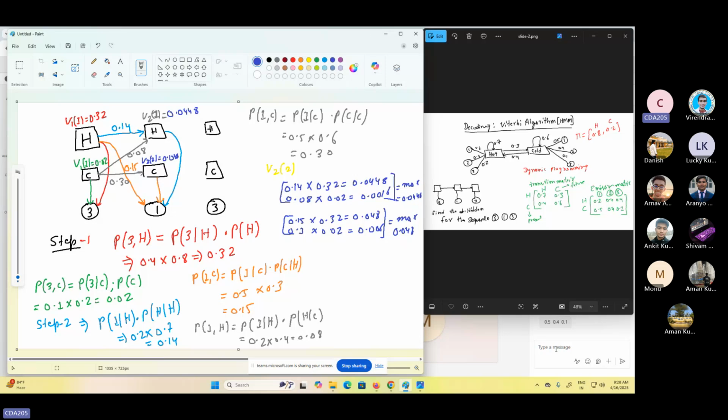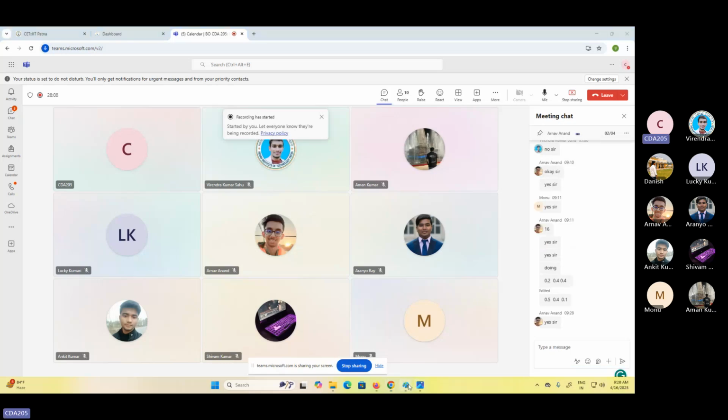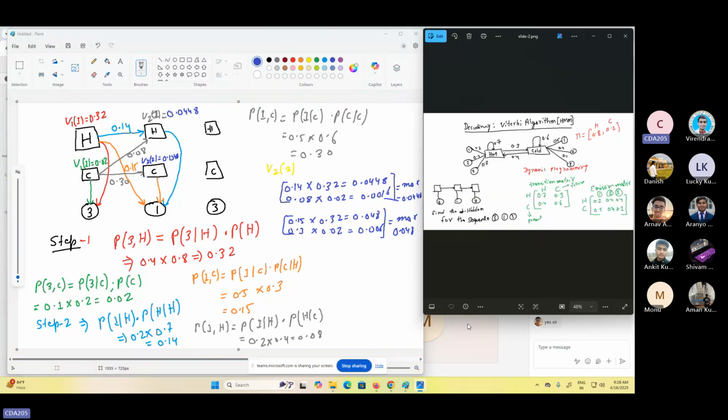Hello, are you getting what I am doing? Arnav, Monu, what process is happening here? Are you getting that? How we are calculating the value?